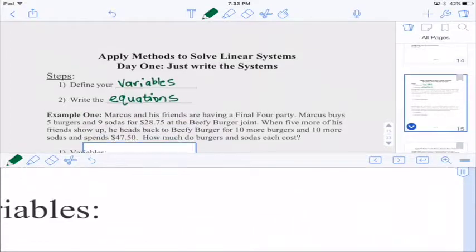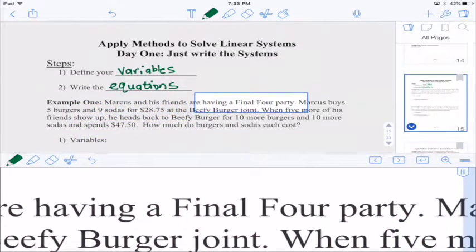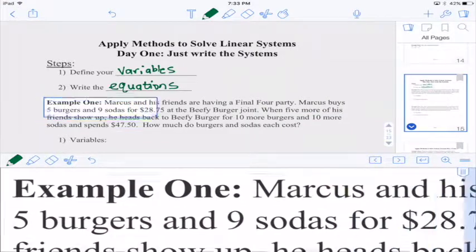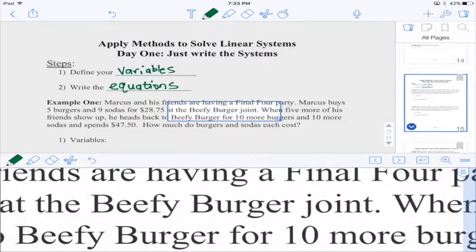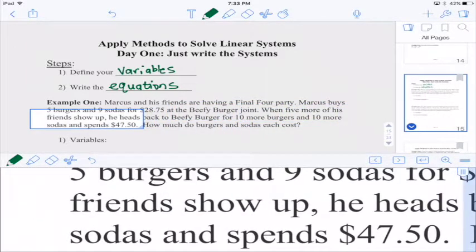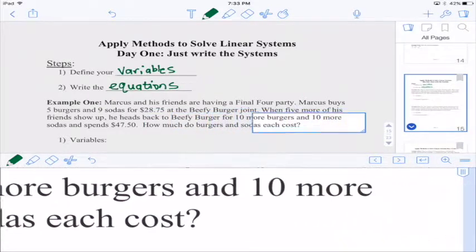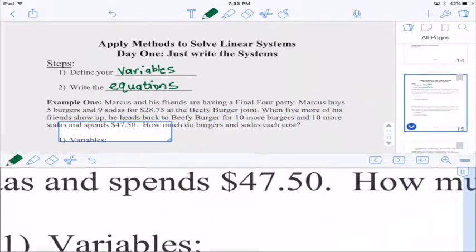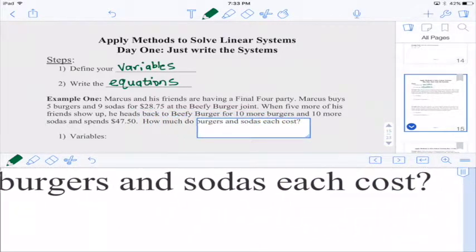So, in example 1, Marcus and his friends are having a Final Four party. Marcus buys 5 hamburgers and 9 sodas for $28.75 at the Beefy Burger joint. When 5 more of his friends show up, he heads back to the Beefy Burger for 10 more burgers and 10 more sodas and spends $47.50. How much do burgers and sodas each cost?